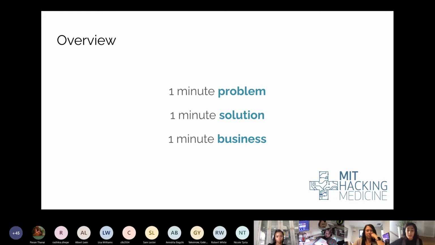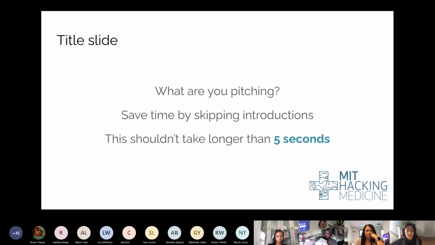There's obviously a little bit of wiggle room in this. If, for example, you're able to describe your problem really efficiently, you can get a couple of seconds back to talk more about the solution and business plan. But this is a great guideline to start off with, at least.